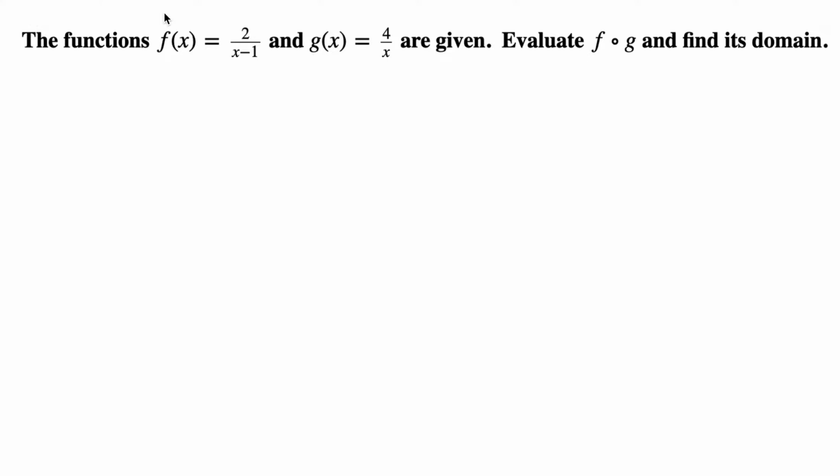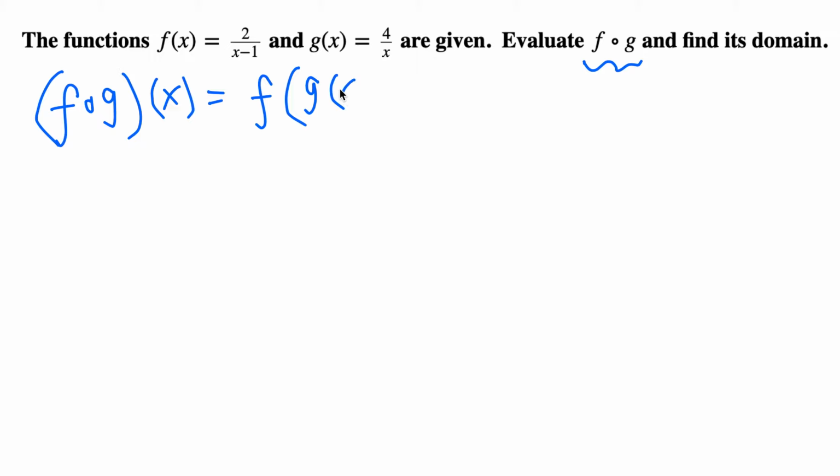The functions f and g are given. Evaluate f circle g and find its domain. So this function f circle g, so it will be in terms of x, is just f of g(x). So pretty much we plug g into f. So f of this g is given, 4 over x.